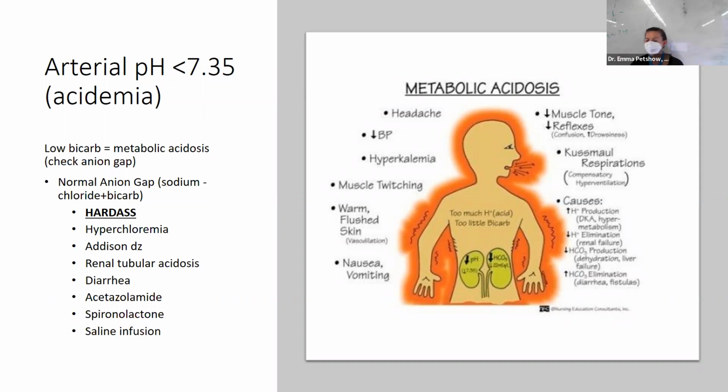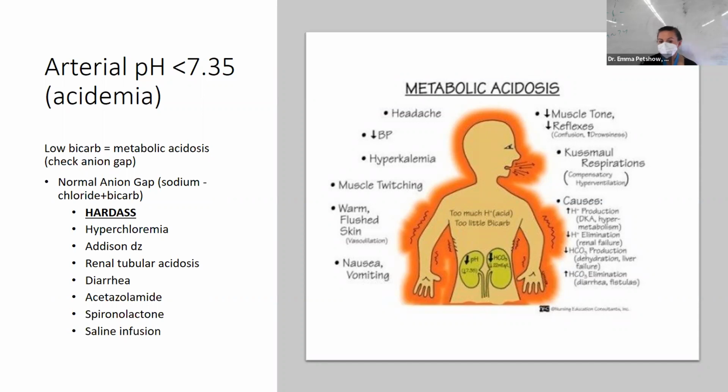Renal tubular acidosis, so that localized acidotic state, maybe due to a carbonic anhydrase inhibitor, having trouble exchanging that hydrogen ion because we don't have a bicarb buffer. Diarrhea, so if you are having massive blood volume loss. Acetazolamide, the drug. Spironolactone, another drug. Or salt infusion. Saline infusion.